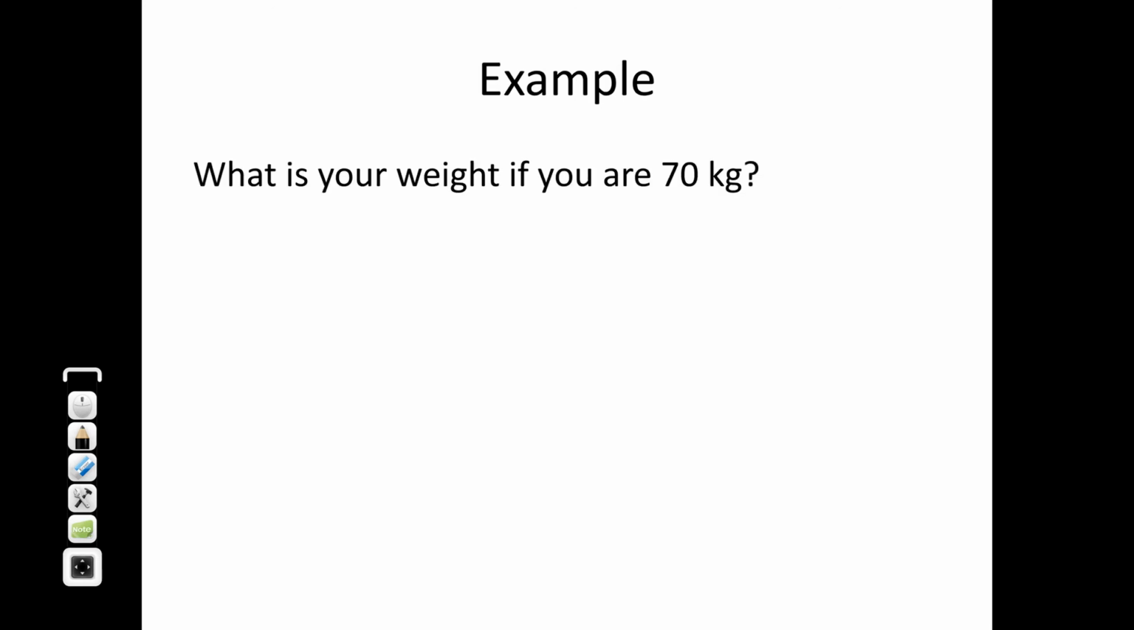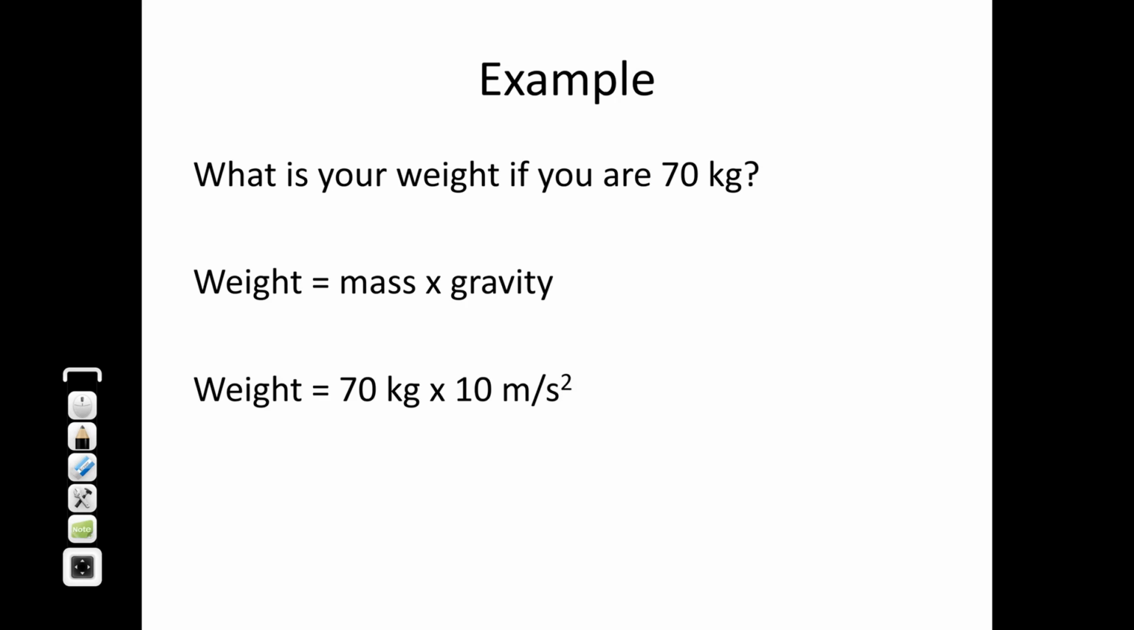So if I had a problem, I said, what's your weight? If you weigh 70 kilograms, which is about 145 pounds or so. All right. Your weight would be mass times gravity. So 70 times 10. So your weight is 700 newtons. Now that seems like a lot, but it turns out a newton's a very small unit. I know we wouldn't want to step on a scale and see us read 700, but 700 newtons is about 150, basically 145 pounds.